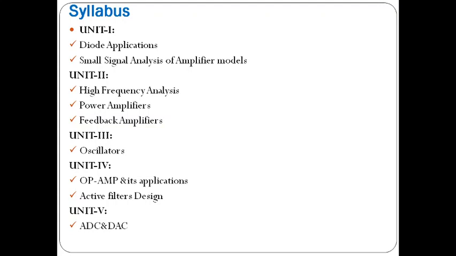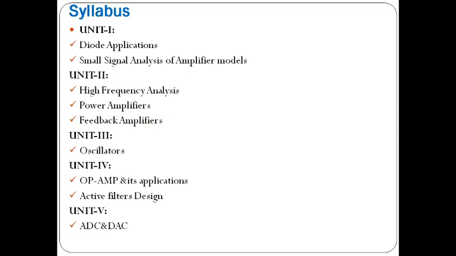In the third chapter, we will discuss the oscillators. In these oscillators, we study the basic concepts of oscillators like Barkhausen criteria and different types of oscillators such as RC oscillators, LC oscillators, and non-sinusoidal oscillators.